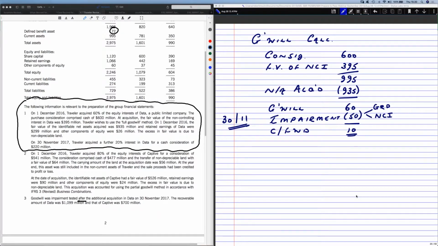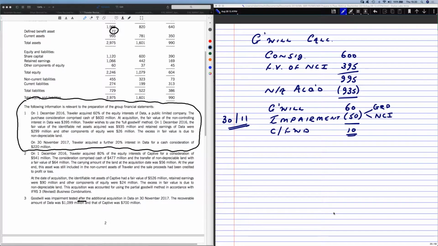Now, let's take this a little bit further forward, please, because remember, as we said yesterday, goodwill is only impaired if the cash generating unit to which the goodwill has been allocated is itself impaired. So that might be something that we need to discuss. But what I want you to do, please, is this.